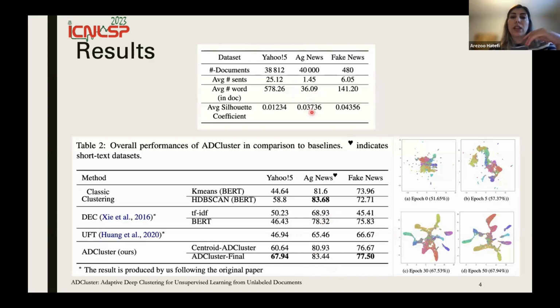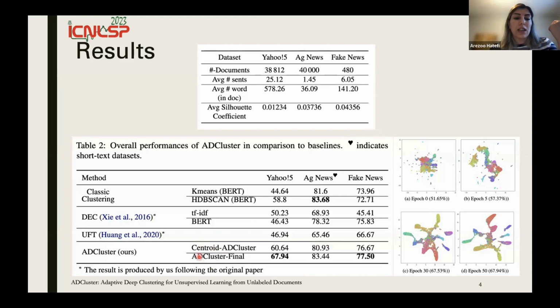If you look at this table, you see that the documents in the AG News dataset are shorter than the documents in the other two datasets, and the average number of sentences per document in AG News is 1.45. So we hypothesize that because the documents here are shorter, they don't provide the language model with enough context, so the language model cannot generate very good contextual representations for the documents.